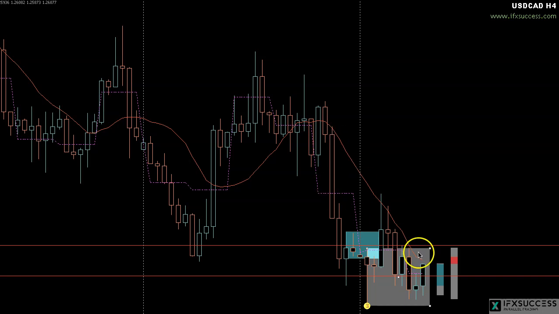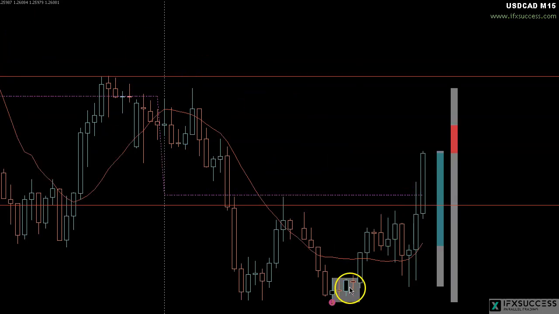So we use here a moving average. This is a 13 moving average, and it's a guidance: once the market breaks that moving average, we will be able to look for entry opportunities. So this M15 entry right over here was awesome. This would have been right here.